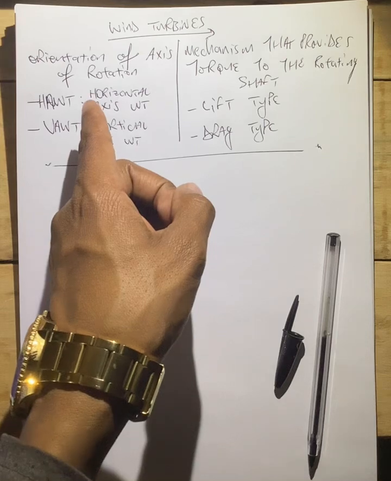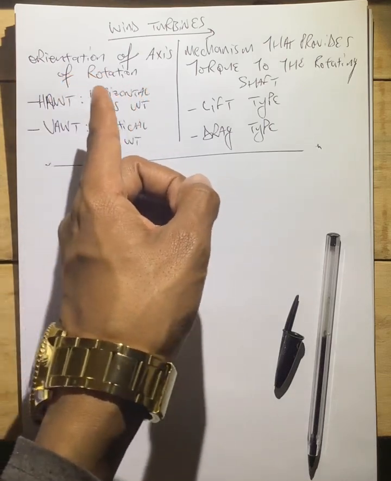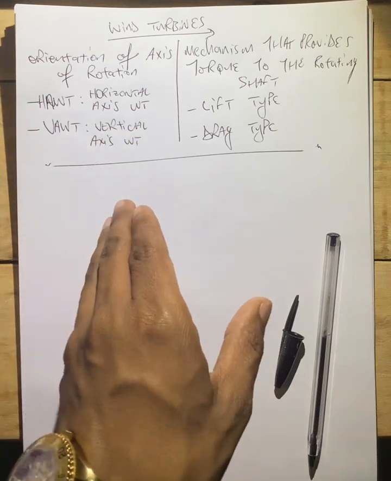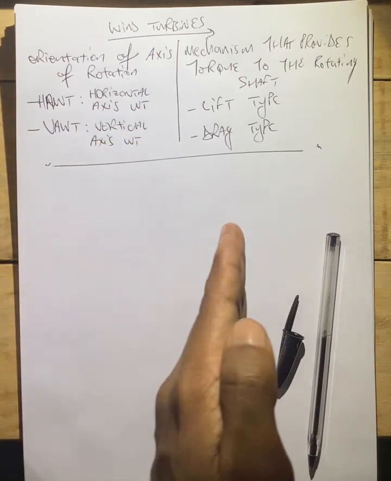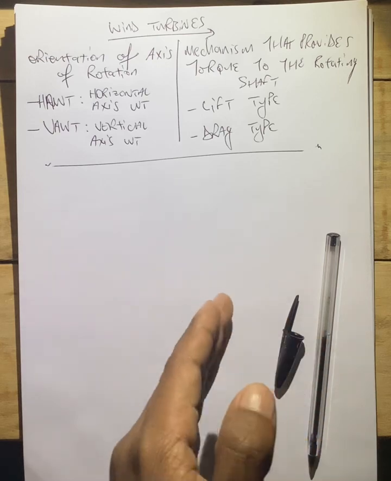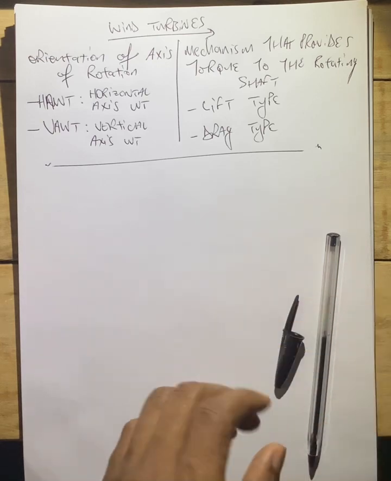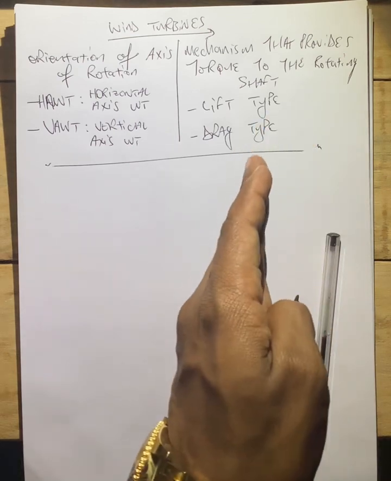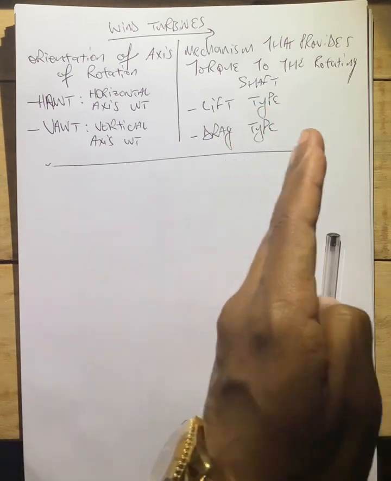Then what we've noticed here is we have the orientation of axis of rotation, and then the subcategories of that, which are what we call HAWT and VAWT. HAWT simply means horizontal axis wind turbine. And then you have VAWT, which is just vertical axis wind turbine. And then there is the mechanism that provides torque to the rotating shaft.